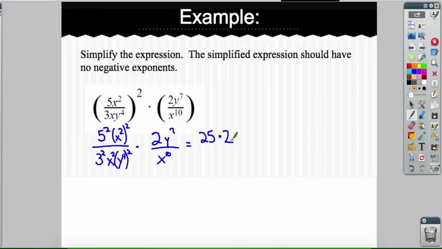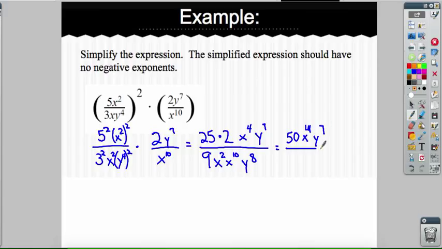I'm going to start to group things that are like together, and I've got x to the 4th, and I've got y to the 7th. On the bottom, I've got 3 squared, which is 9, and I've got an x squared and an x to the 10th, and I have a y to the 8th. So now I have 50 as I continue to multiply here. 50x to the 4th y to the 7th, over 9 x to the 12th y to the 8th.